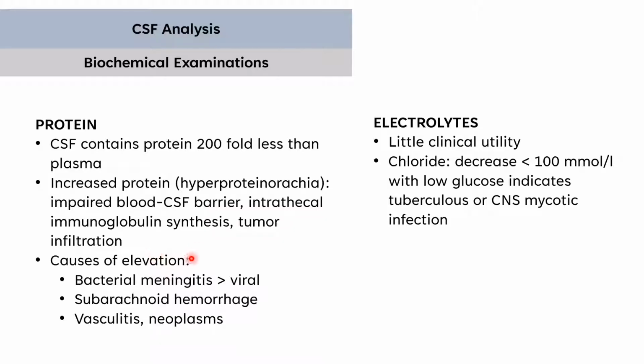It could be meningitis or inflammation of the meninges, and it could be due to bacterial or viral infection. It could be because of subarachnoid hemorrhage or bleeding, and it could be vasculitis or neoplasms.